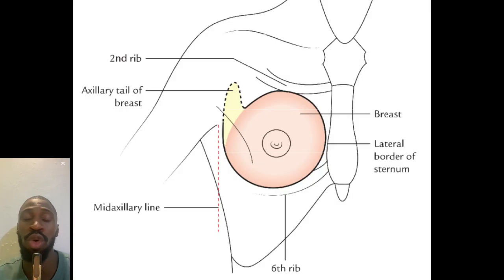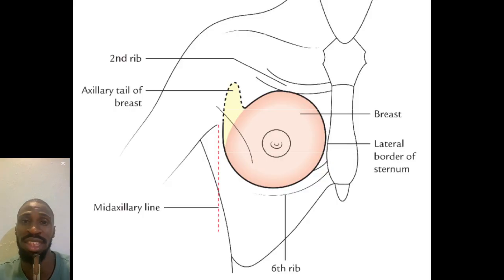Conical, hemispherical, and the piriform shapes. And it extends from where? It extends from the second rib to the sixth rib. Again, it extends from the second rib to the sixth rib vertically. In the horizontal axis, it begins from the sternum medially to the mid-axillary line laterally.